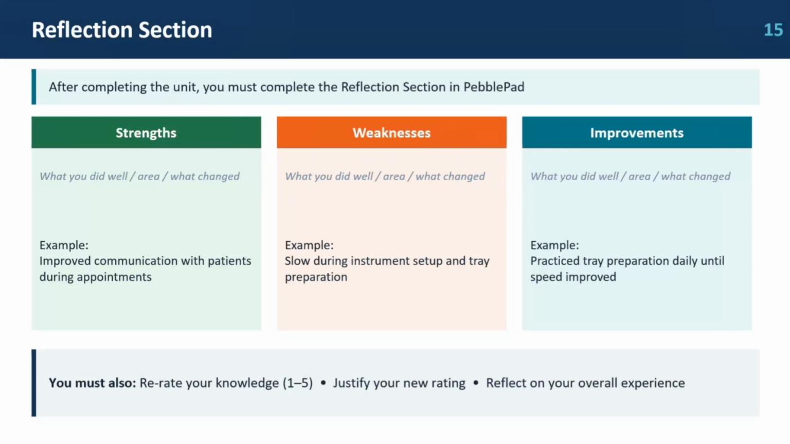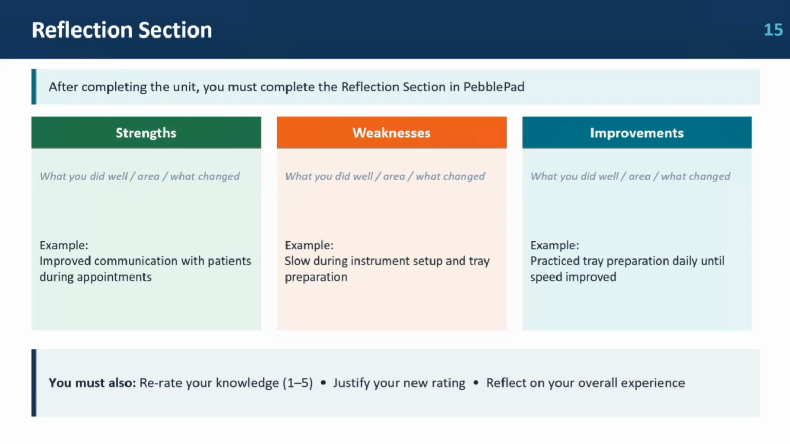Then you need to reflect on your experience. This means thinking about what you did, what you learned, and how you improved. You should always include three things: your strength, what you did well; your weakness, what you found difficult; your improvements, what you did to get better. Now, let me give you a simple example. Strength: I became more confident when speaking to patients. The weakness might be I was slow when preparing the instrument at the start. Improvement: I practiced pre setup daily and improved my speed.